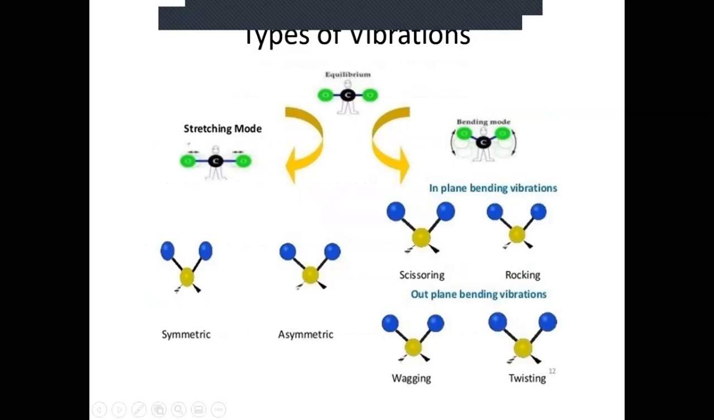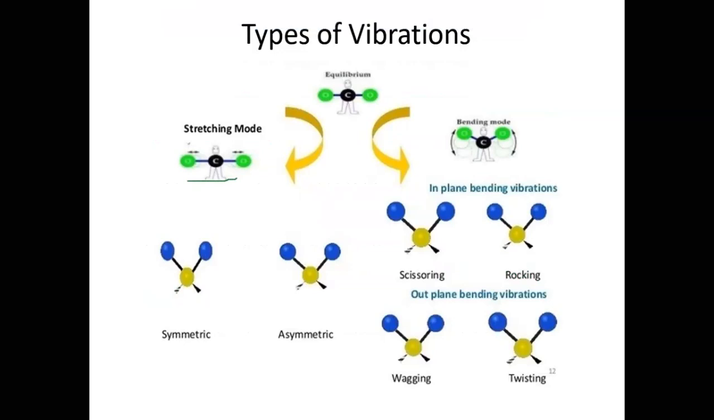There are many different types of vibrations. The bonds can stretch. They can stretch symmetrically. They can stretch asymmetrically. Symmetric stretching means they both go in the same direction. Asymmetric means as one comes in, the other one goes out, kind of like you're hitting two balls, and as one ball hits the middle ball, the other ball goes out. So these are types of vibrations that occur. So the bond stretches either symmetrically or asymmetrically.